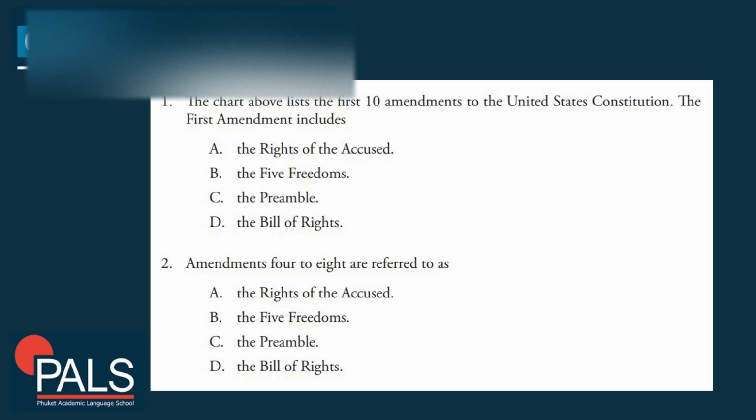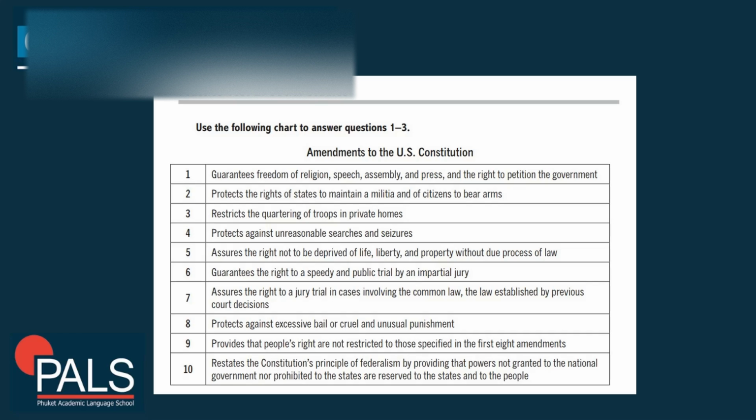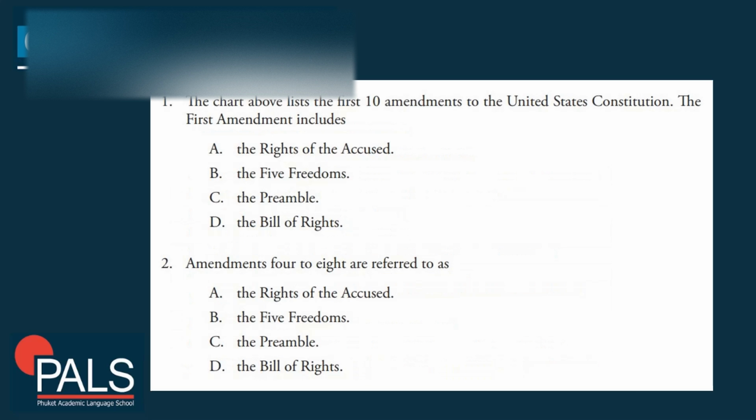A. The rights of the accused. B. The 5 freedoms. C. The preamble. Or D. The Bill of Rights. Remember those answers and have a look at the chart again. If you had a chance to look at the chart, you may be able to count and guess which one was correct. You may not even know what some of these terms mean, but we can infer based on the meaning and the rights given in each of the amendments.